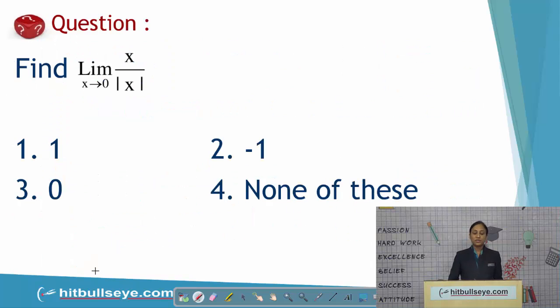Now let's take up this question to understand the concept that you just learned. Because there is a none of these option here, it becomes very important for us to check whether the limit exists or not. So we go on finding the right hand limit.